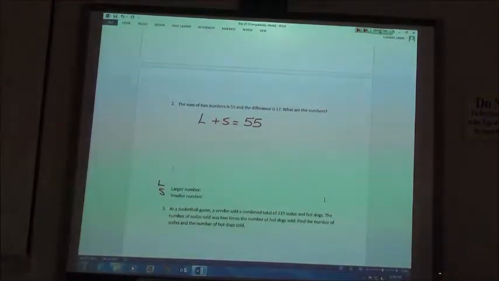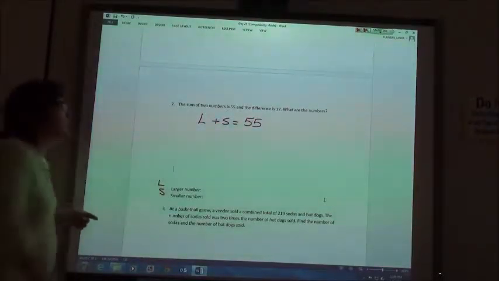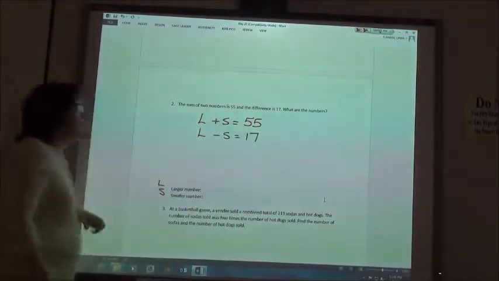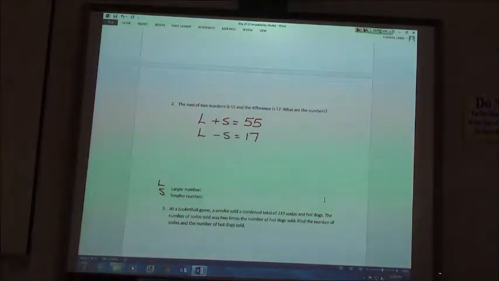And the difference is 17. Difference means I'm going to subtract my two numbers. So L minus S is 17. Notice on this one I lined them one above the other because I don't have one that's solved for just one variable. It didn't say the hot dog was or anything like that.